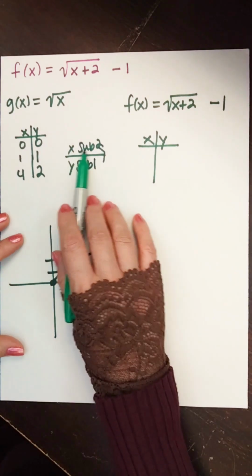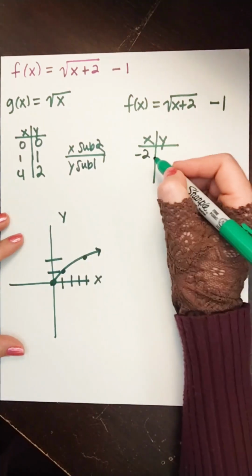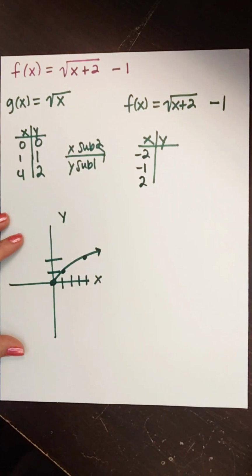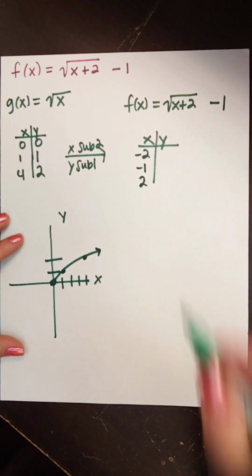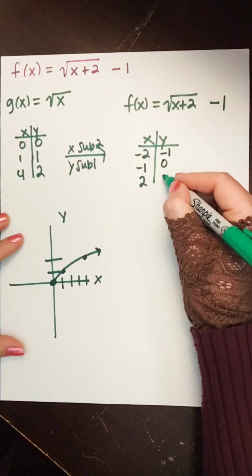Okay, so to all the x values, we're going to subtract 2. So 0 minus 2 is negative 2, 1 minus 2 is negative 1, and 4 minus 2 is 2. And to all the y values, we will subtract 1. 0 minus 1 is negative 1, 1 minus 1 is 0, and 2 minus 1 is 1.